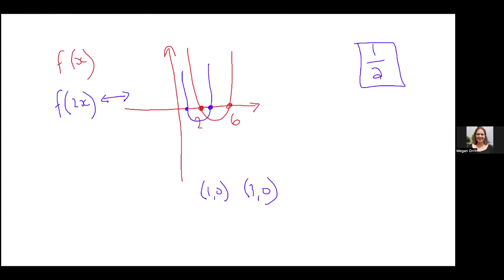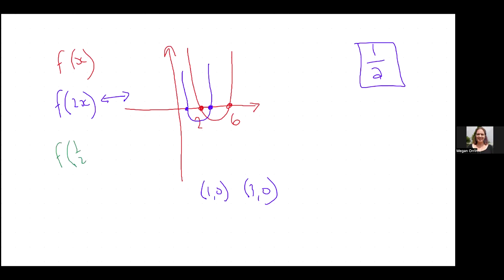Yeah, it's making it skinnier, right? You use a negative number, you flip it, right? So same thing, if you use a fraction, then you're making it bigger. So really good question. Let's do one of those.